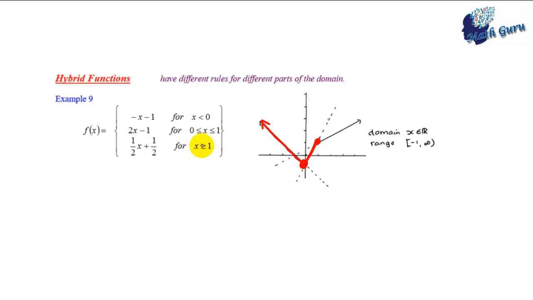If I put 1 into this, I shouldn't actually have equals in both of them, but if I put 1 into this, I get a half plus a half, which is 1, so it would join up. And then it's got a gradient of a half, so it's going to go up in a flat way. Now you can actually put these into your CAS as well. Oh, sorry, your domain is all x values. So x is an element of R, and your range is y is greater than or equal to negative 1.